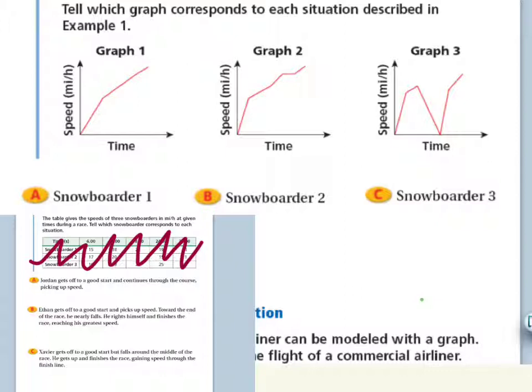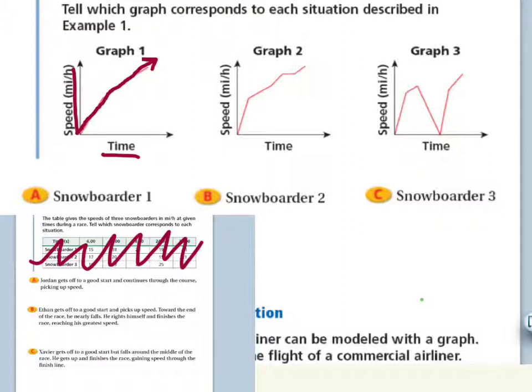On A, Jordan gets off to a good start and continues through the course picking up speed. If he's picking up speed, notice all of these graphs are time versus speed. As time goes on for Jordan, speed increases. So let's look at this. As time goes on, all along the way, speed is generally increasing. That seems about right. So let's look at graph 2.